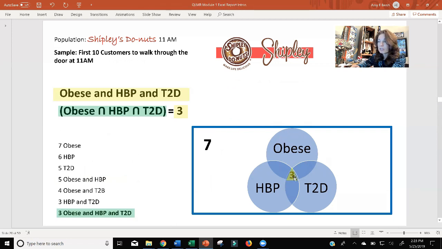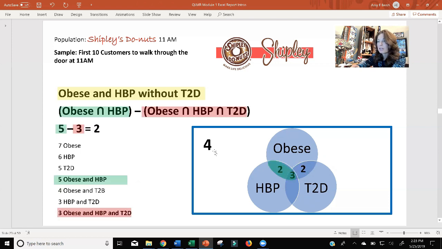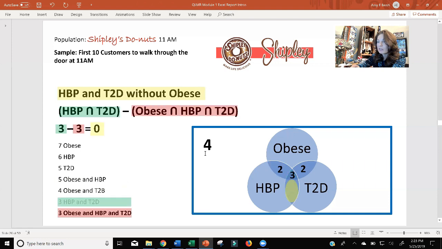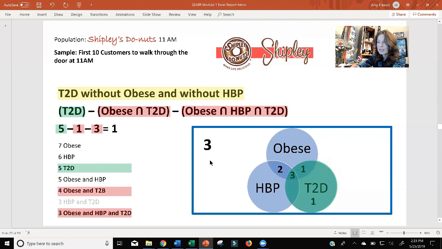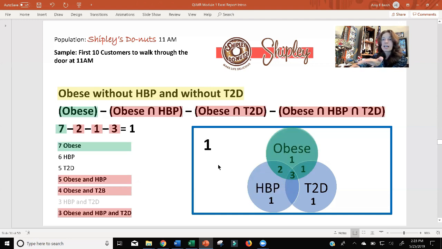We used up 3 of them. So now we only have 7 people left in our universe. Here we used up another one, so we have 6 people left, 4 people left. And you see how our universe values change. Well, it didn't change for this one because remember it was 0. And so each time we put somebody into our subsets, we take them out of the universe until in this particular scenario, we ended up with 1 person left who does not have any of these 3 diseases.